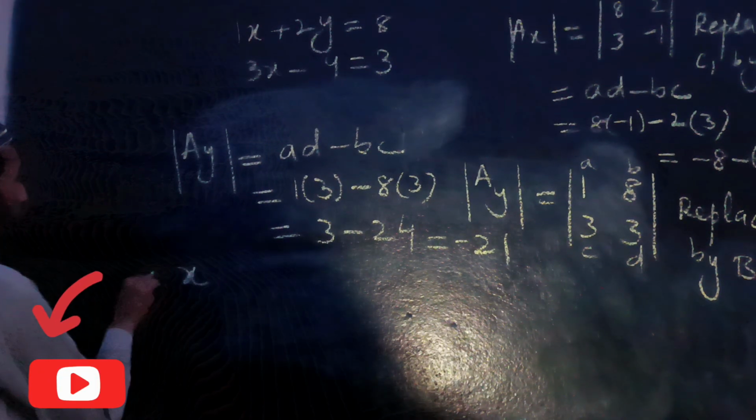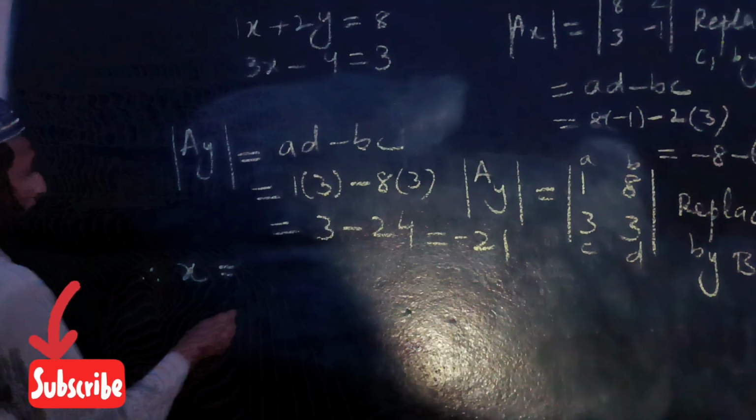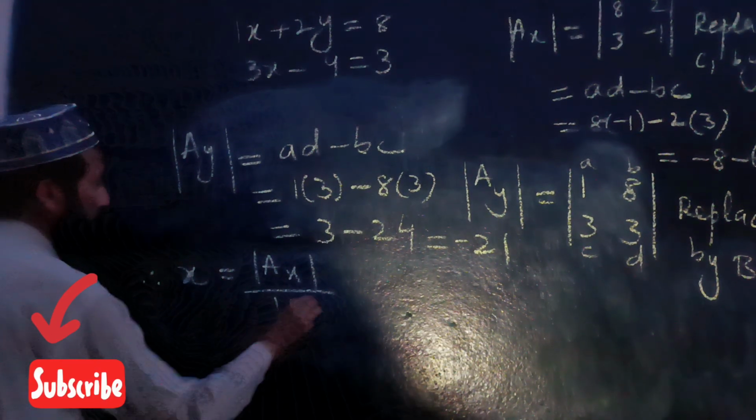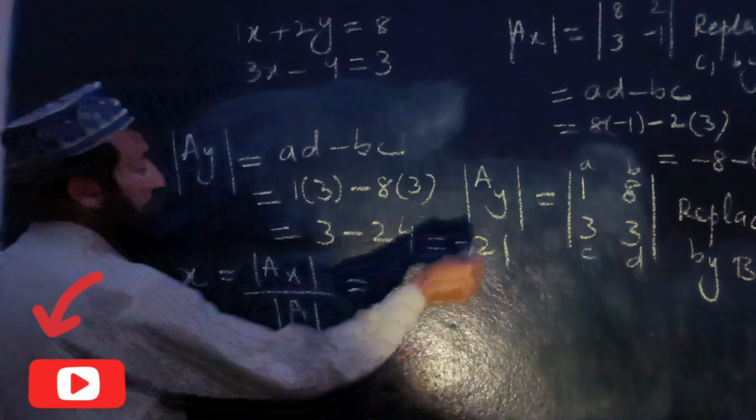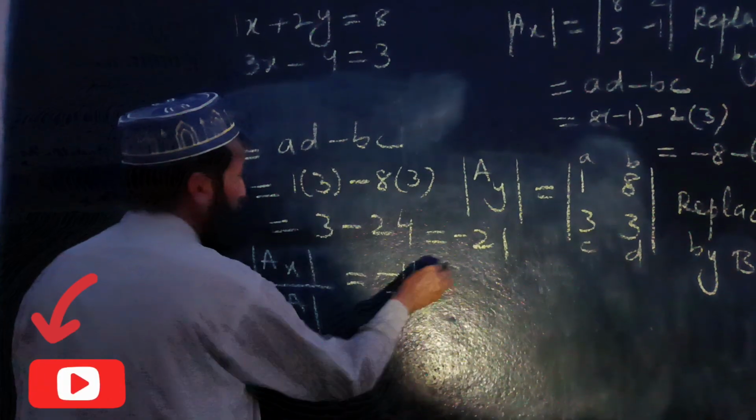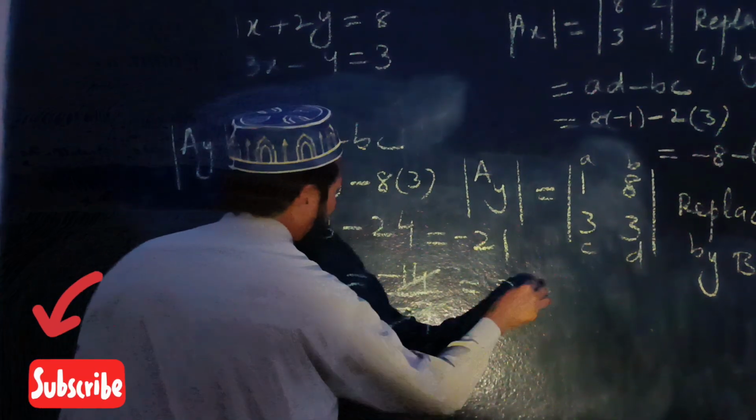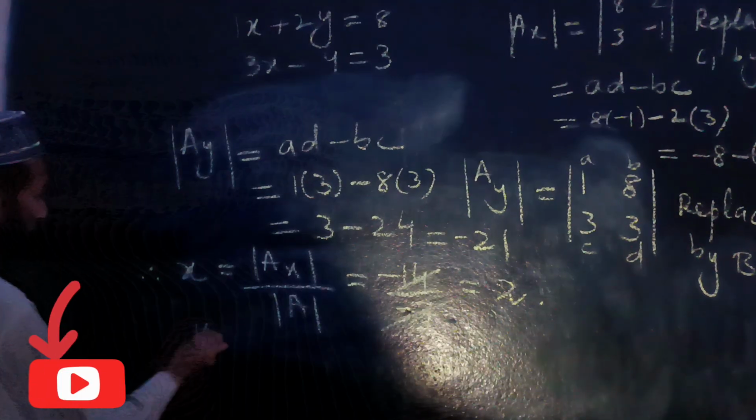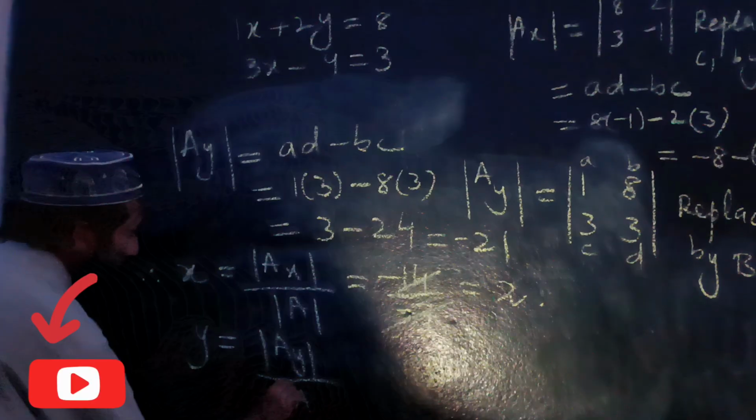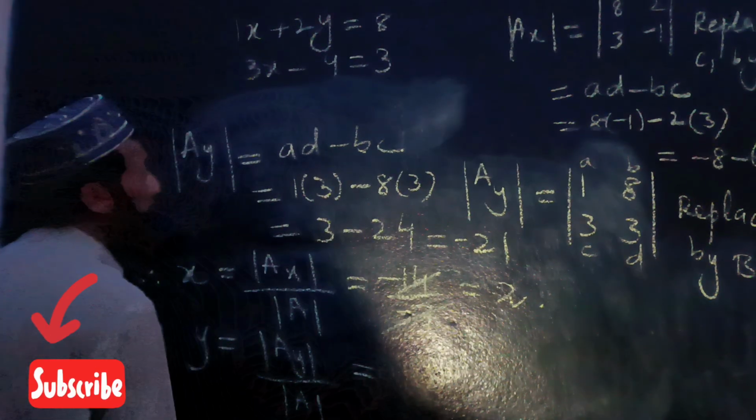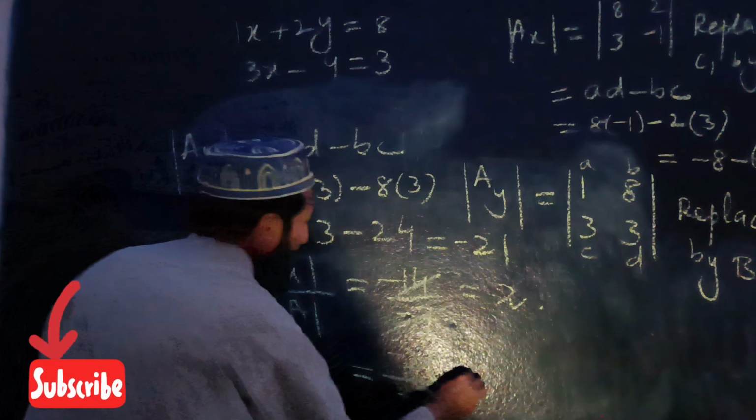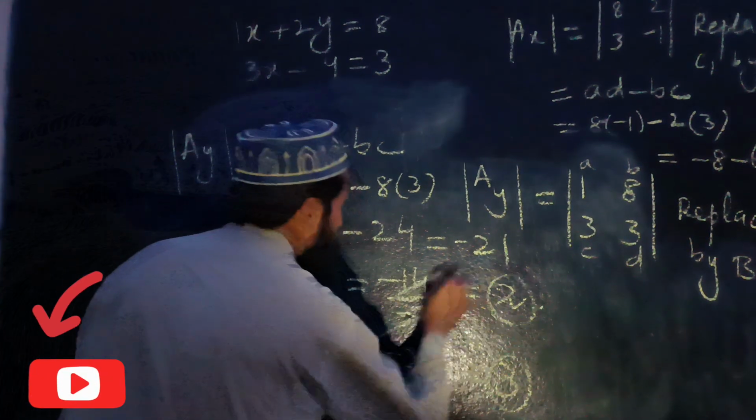According to Cramer's rule, we substitute these two results in the formula. The determinant of Ax divided by the determinant of A gives minus 14 divided by minus 7. Both negatives cancel, and we get 2. Similarly, the determinant of Ay divided by the determinant of A is minus 21 divided by minus 7. Both cancel, and we get 3. So these are the results.